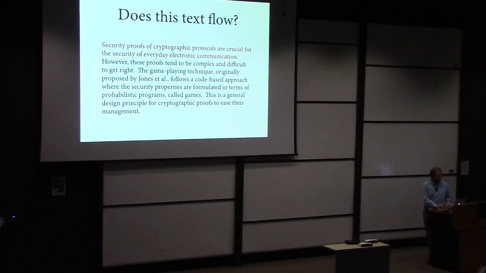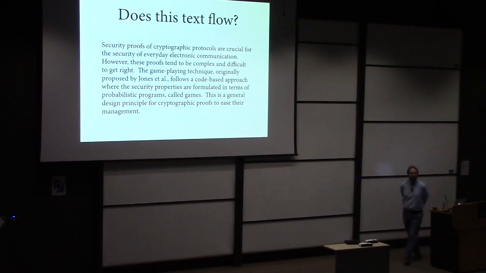Security proofs of cryptographic protocols are crucial for the security of everyday electronic communication. However, these proofs tend to be complex and difficult to get right. The game playing technique, originally proposed by Jones et al., follows a code-based approach where the security properties are formulated in terms of probabilistic programs called games. This is a general design principle for cryptographic proofs to ease their management.